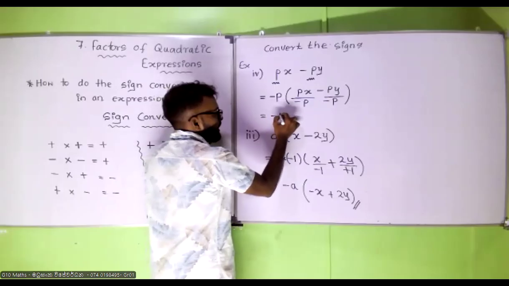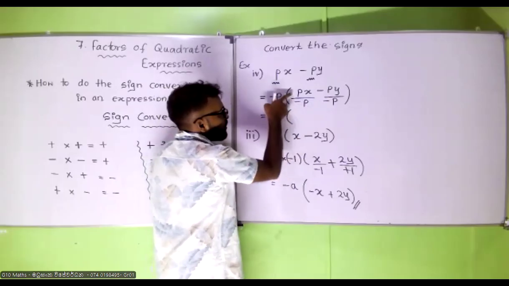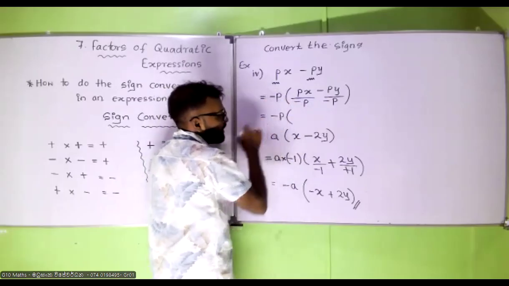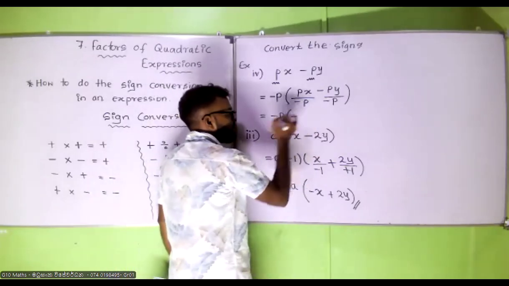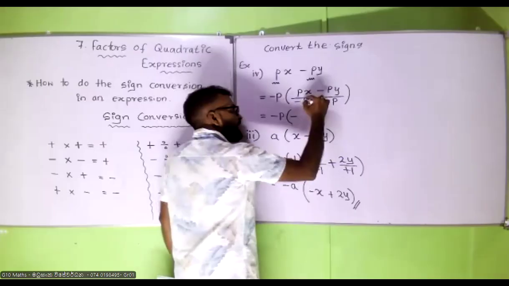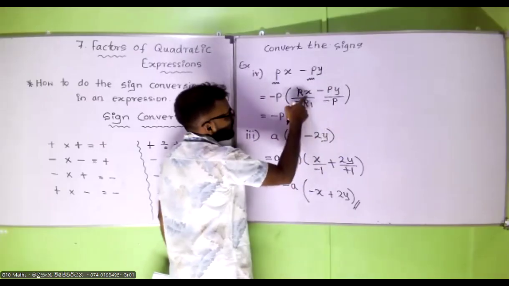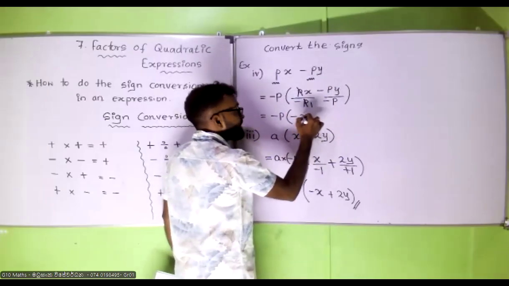Equal mark. This is negative P brackets. A positive number divided by a negative number means a negative number. Sign is negative. P times 1, P times 1. The remaining term is x. That is negative P. Super.